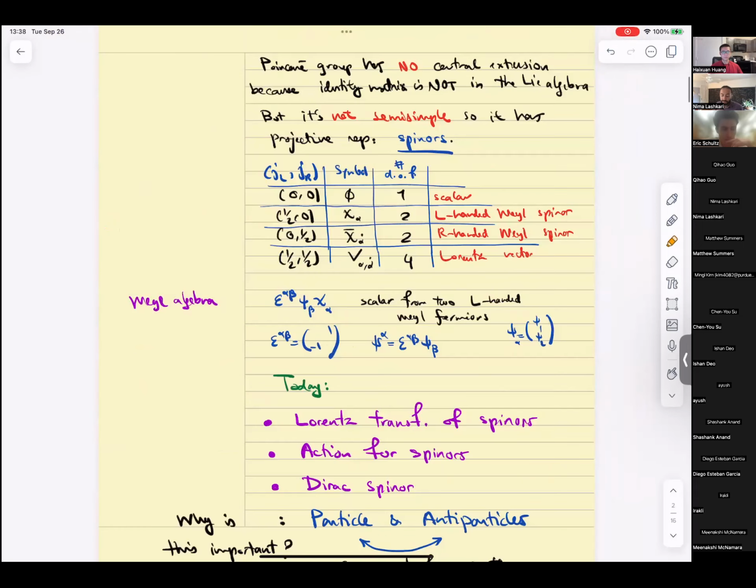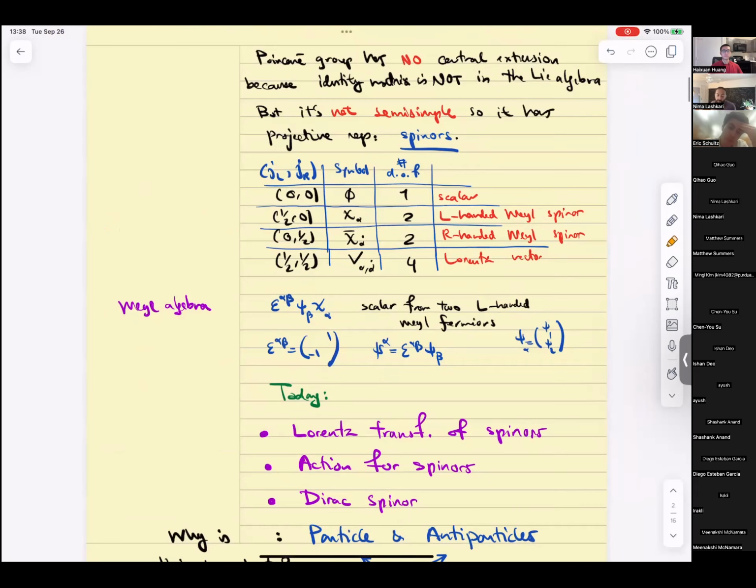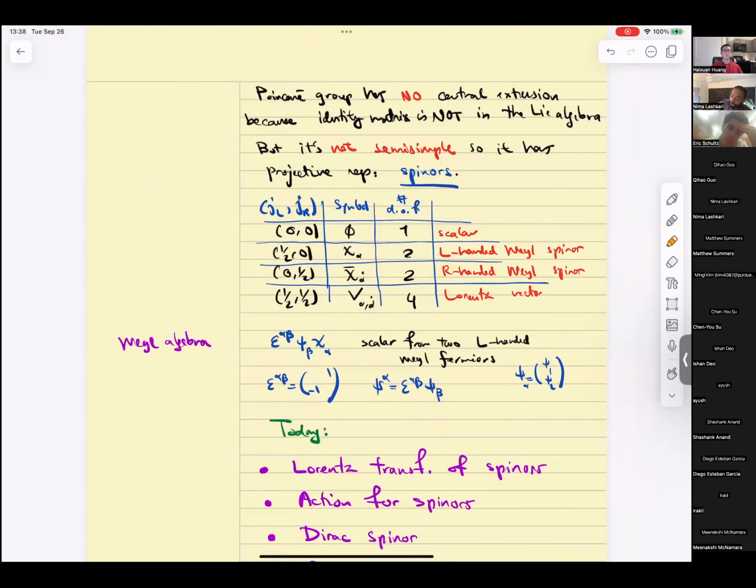Then we continue that conversation by saying that, okay, so we have no central extension for the Poincare group. The reason is that the Poincare group, well, the Lorentz group is SO(3,1). Identity is not among the generators. You cannot centrally extend it, right? Remember, all the SU(N) algebras were like that. Special ones were like that because all the generators were traceless Hermitian.